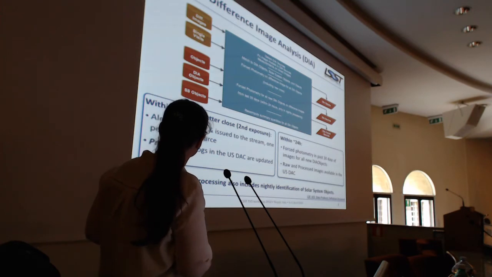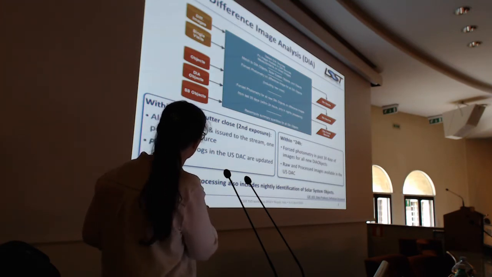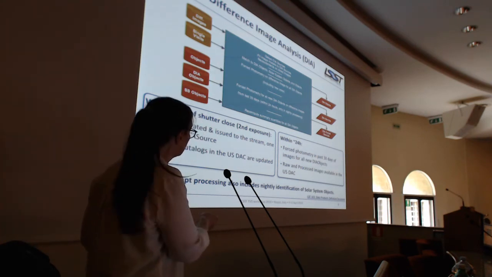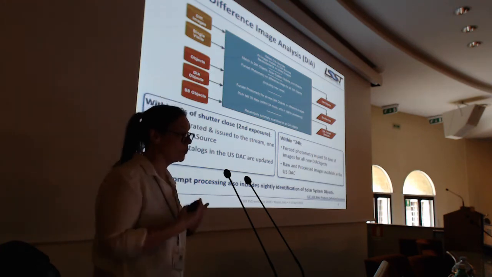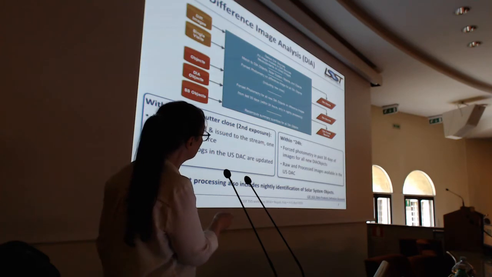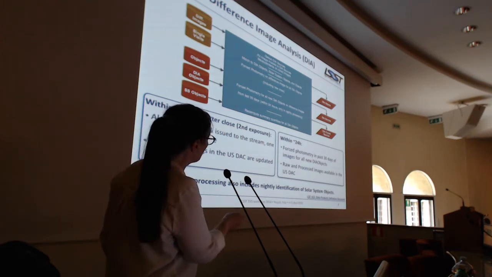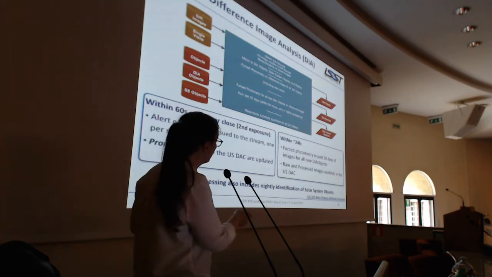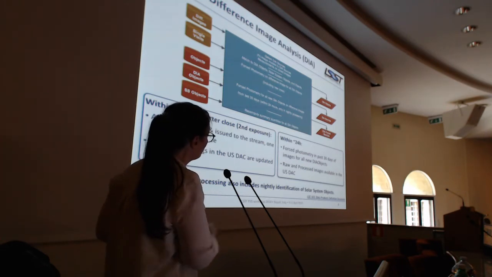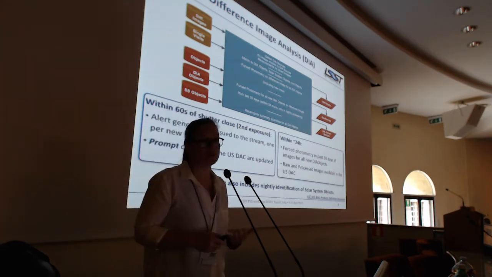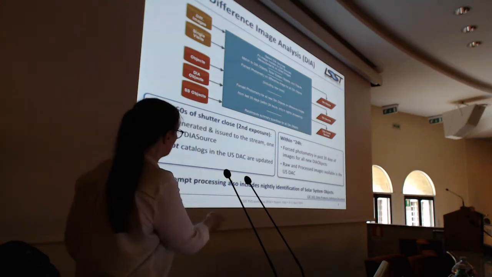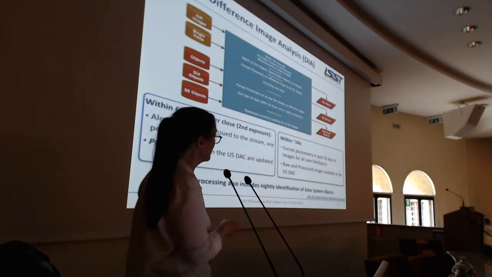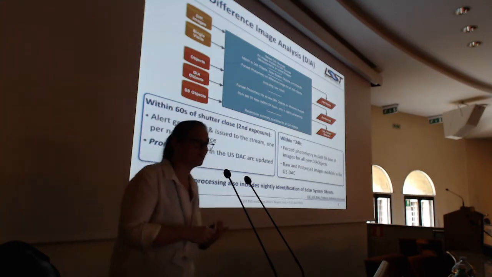And also the prompt data catalogs. These are the catalogs that contain all products from the prompt data processing in the US Data Access Center, and they will be updated. Within 24 hours, the forced photometry of the past 30 days of images for objects will be computed, and raw and processed images will be made available in the US Data Access Center. And so this is what you can expect. Just note that prompt processing also includes the nightly identification of solar system objects, but I won't go into that in detail today.